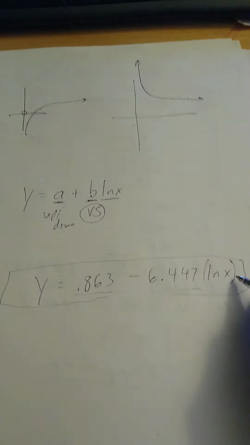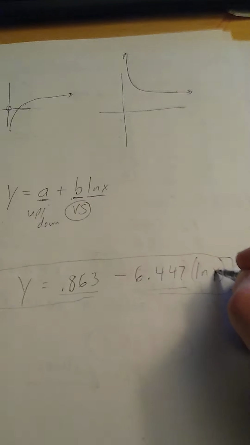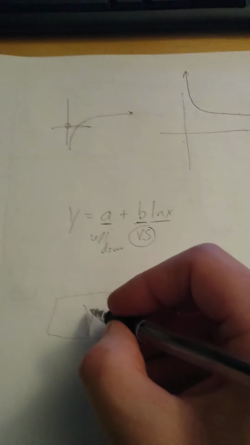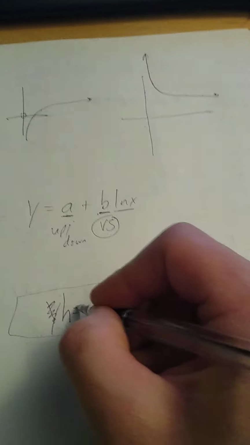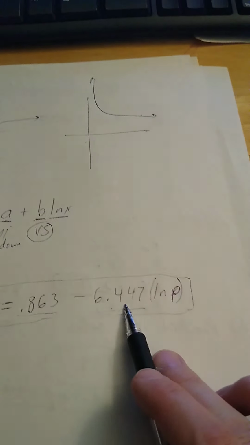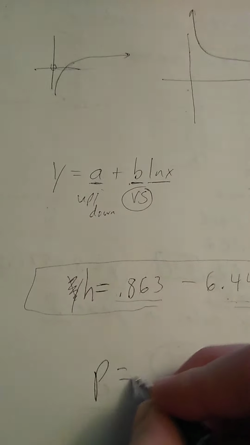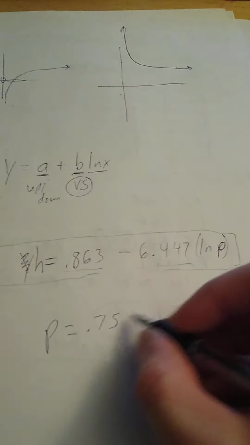Now, we're going to put this into context. So P is my x value, so I'm going to change this to P. And y is the altitude. So it's going to be H equals, to put it in context, that minus that times ln P. Now it also asks us to make a prediction for when the air pressure is going to be 0.75 atmospheres, and that is P. That's going to be the x value.